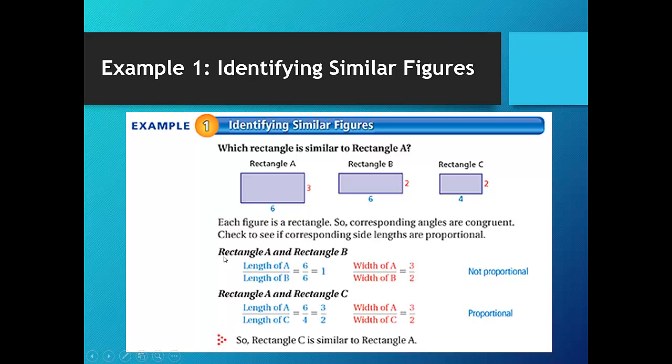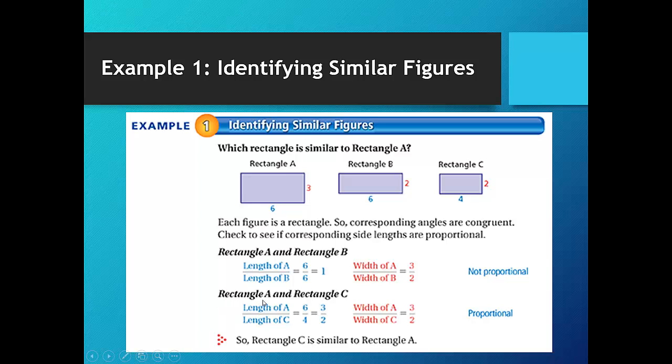So first we're going to compare rectangle A and rectangle B. We can look at the length of A, which is 6, over the length of B, which is also 6, and 6 over 6 would be equal to 1. We can then look at the width of A, which is 3, over the width of B, which is 2. So that would equal 3/2. 1 and 3/2 are different, so it's not proportional.